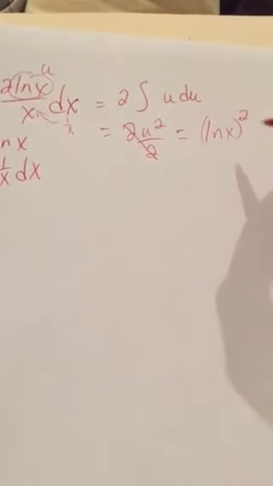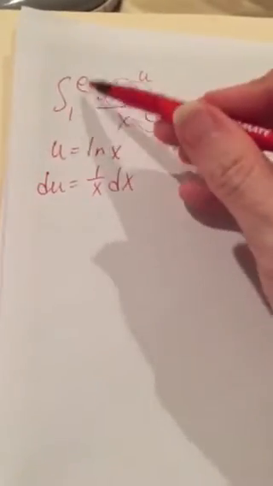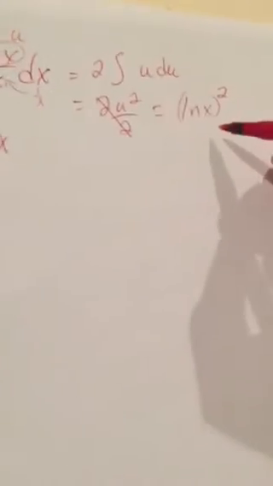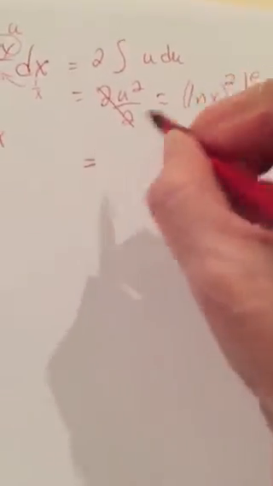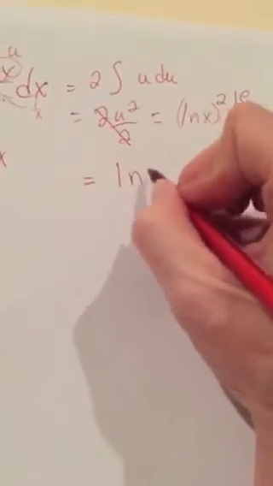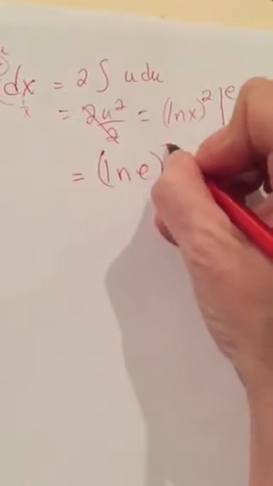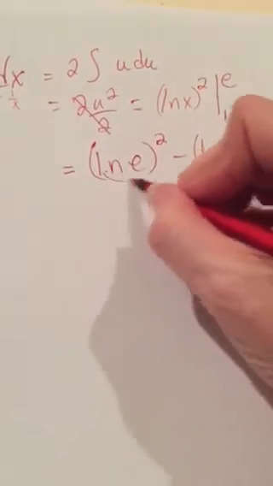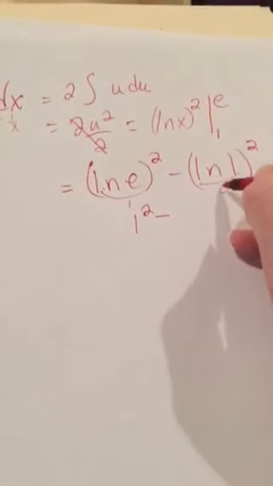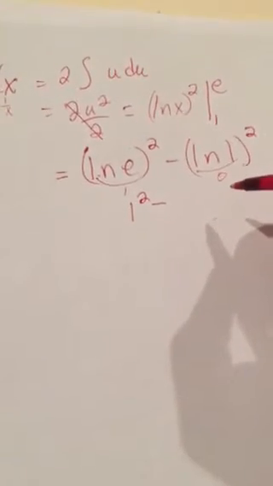Now, we're not done. This was a definite integral. So once I get to this step, I then draw a line, and I'm going to plug in e, and I'm going to plug in 1. Now, we're not using calculators on this, so there's a couple of things you need to remember. The natural log of e is 1, so this would be 1 squared, and the natural log of 1 is 0.